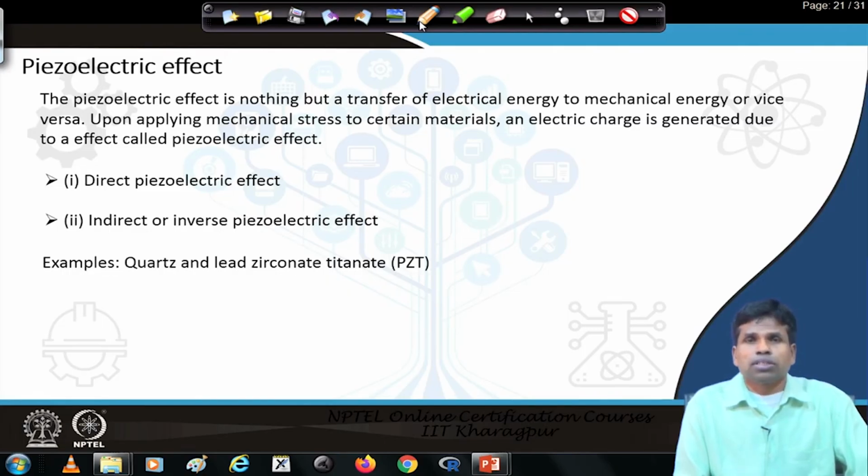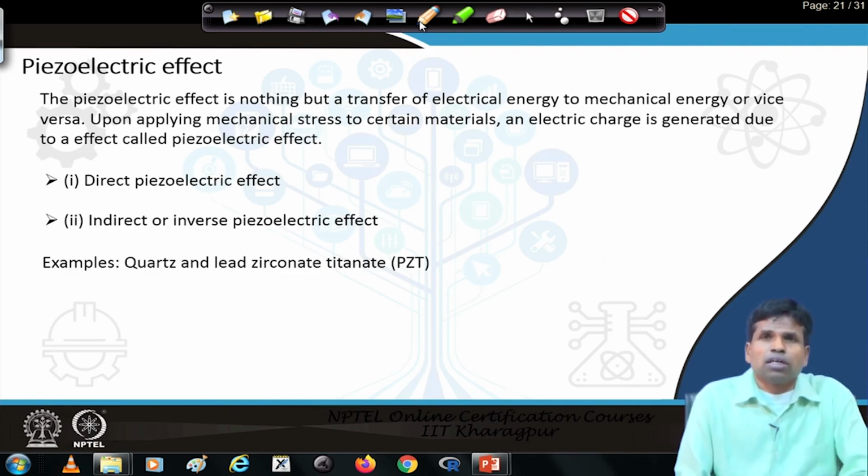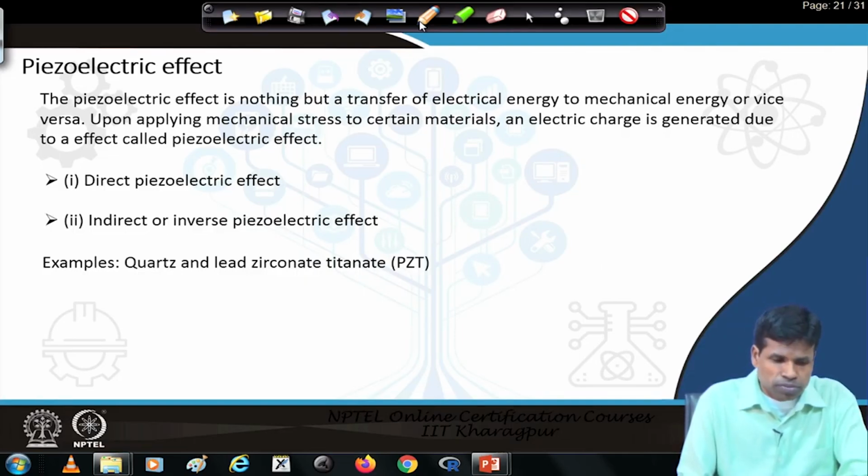And this was discovered by the Curie brothers in the 1880s, and there are many examples of devices where the piezoelectric effect works, such as speakers, electric guitars, and the pocket lighter, where piezoelectric materials are used.